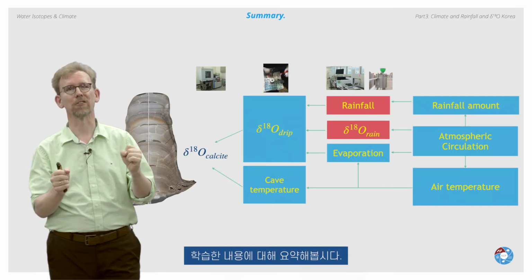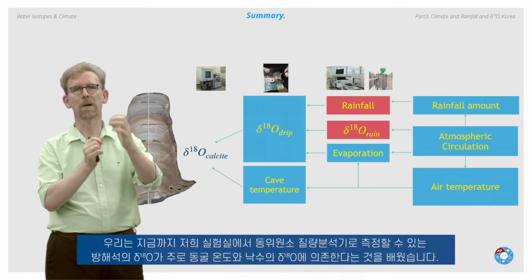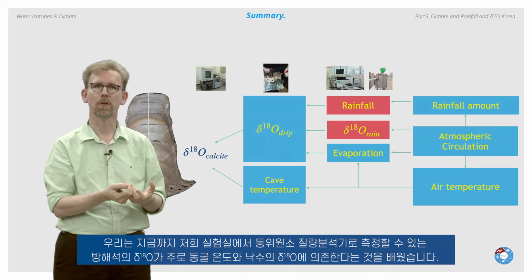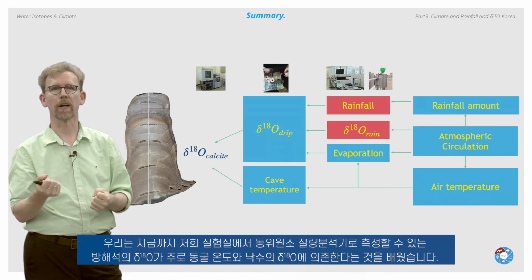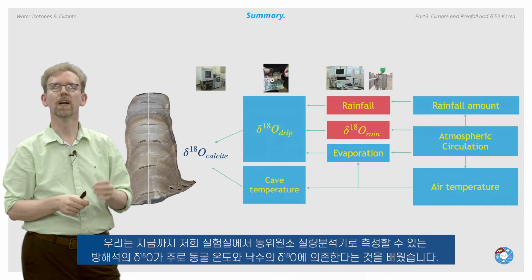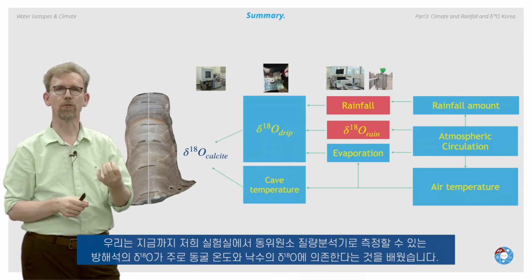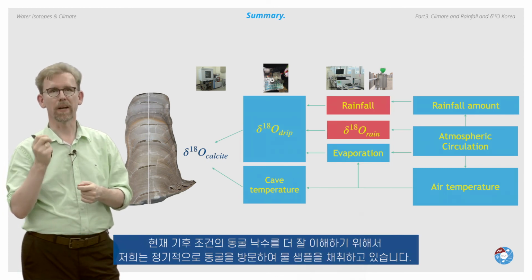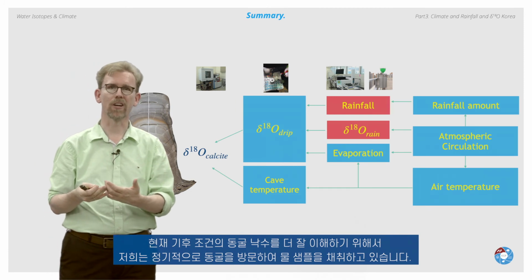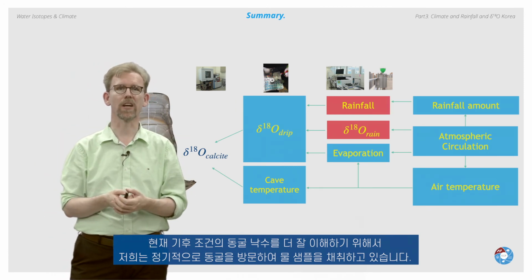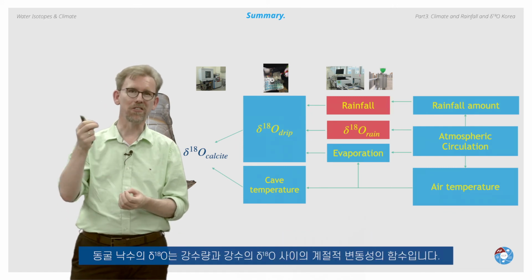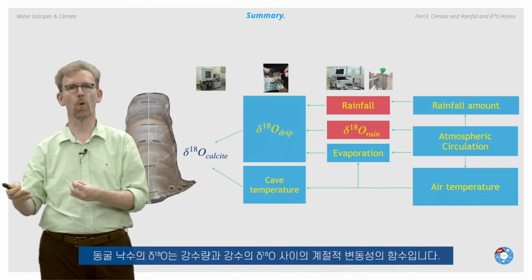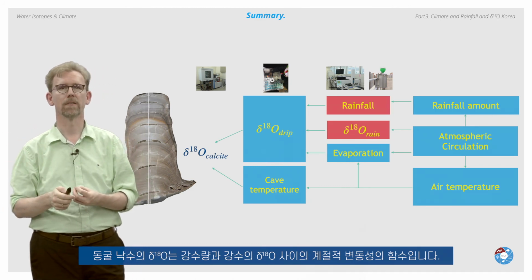Let's summarize our findings. What we have learned so far is that the d18O of calcite, which we can measure in our lab with an isotope ratio mass spectrometer, we will discuss this in the next lecture, depends primarily on the cave temperature and on the d18O of drip water. To better understand the drip water under present day conditions, we visit the caves and take regular water samples. The d18O of drip water is a function of the seasonal cycle of rainfall and d18O of the rain.